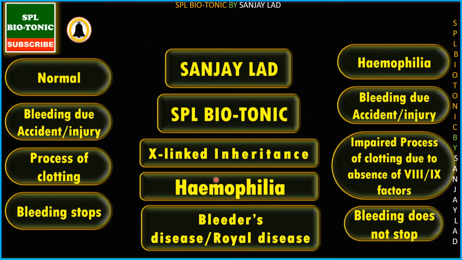In today's session, I'll talk about hemophilia, which is an X-linked inheritance. As there is a loss of blood from the person, the disease is also called bleeder's disease, and as it was associated with the royal family of Britain, it is also called royal disease. So let us understand the science behind hemophilia.